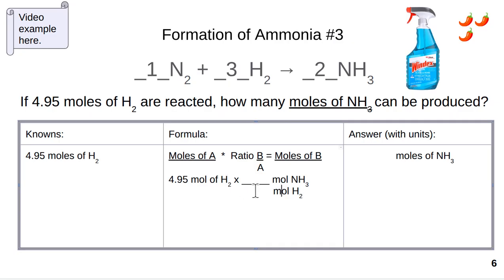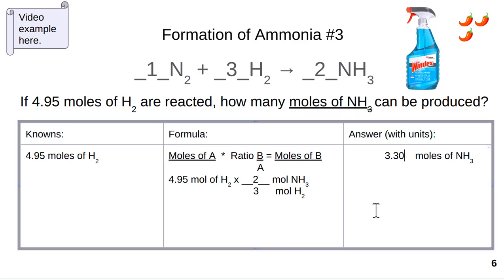What am I going to put above and below this ratio? On the top, I'm going to put the coefficient for NH3. On the bottom, I'm going to put the coefficient for H2. So the 2 for NH3 on the top, the 3 for H2 on the bottom. And then I'm going to multiply across. 4.95 times 2 is going to give me 9.90. And then I'm going to divide that by 3, and I'm going to get 3.3.